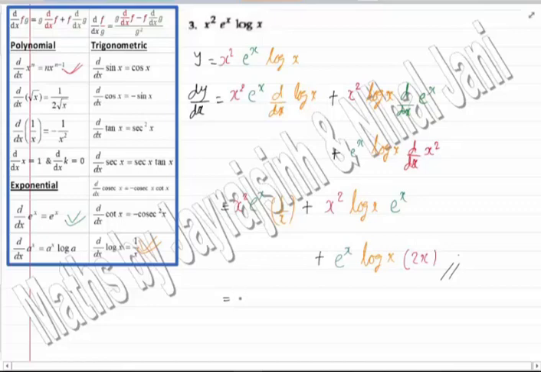But if you want to simplify, you can say it will be x e raised to x plus x square log x e raised to x plus e raised to x log x into x 2 times. Yes, this can be your final answer.